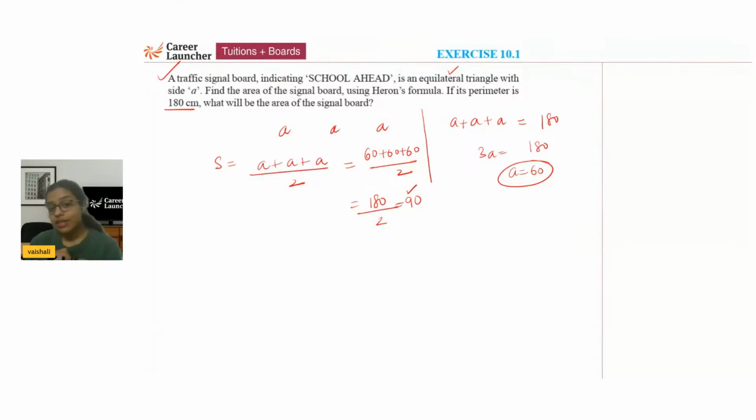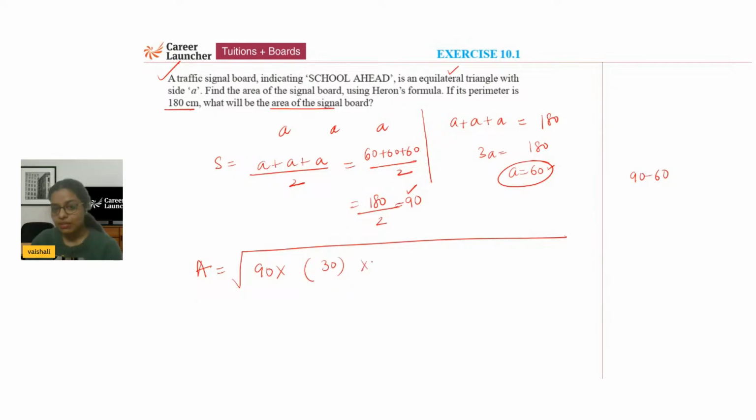So now that we have calculated the value of S, I can substitute this into the formula of my area, because they are asking us what the area of the signal board will be. So what would be the area of the signal board? S multiplied by S minus A. So 90 minus 60, and so it's 3 times 30. Because the sides are the same, every time I'll have to write the same value.